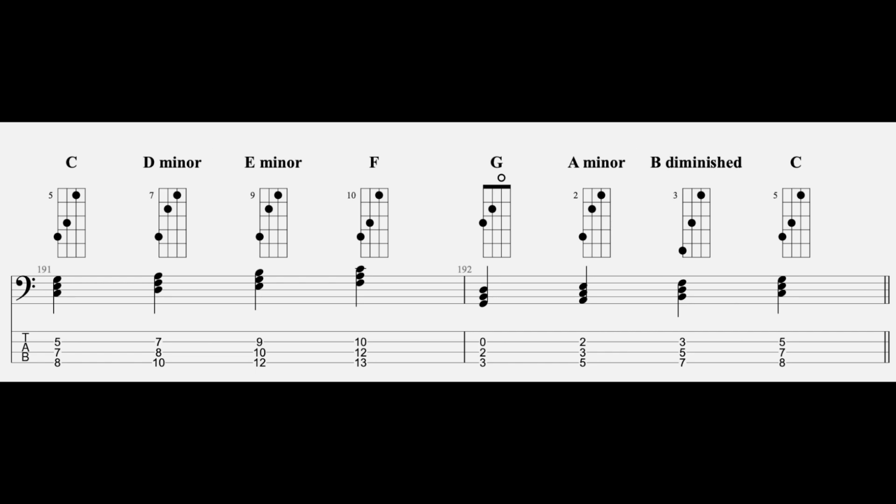So notice when I get past the 12th fret and I can go back to the 1st fret, I'll go ahead and restart there. Notice again. So C, D minor, E minor. Now, instead of playing that right here, this G, I'm going to go and play it there because I can.